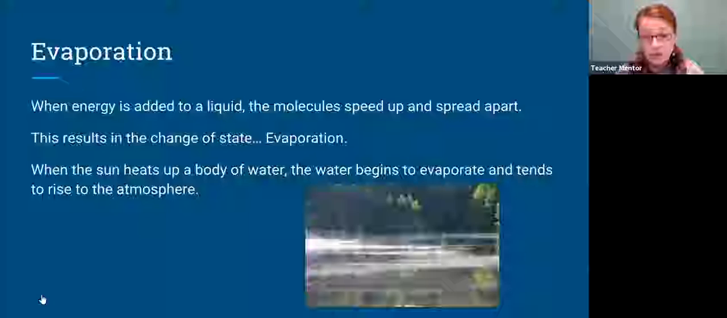Okay, so in the picture, we have the liquid water in the body of water, as well as kind of the gas, the steam being released from the surface of the water due to the sun heating it up. And so when the sun heats up a body of water, the water begins to evaporate and rise to the atmosphere.